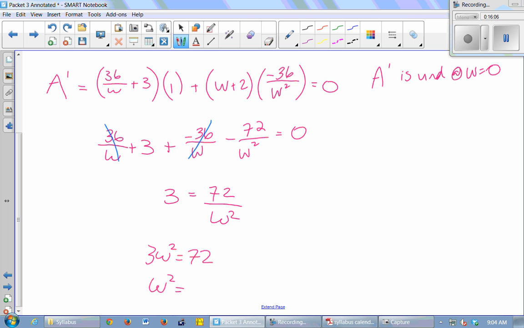That seems big. It could be 24. Okay. So that means that w, technically it would be plus or minus radical 24, but we're not considering negative values for w, so I'm just going to write the square root of 24. There's my critical value. Am I sure that it's a minimum?